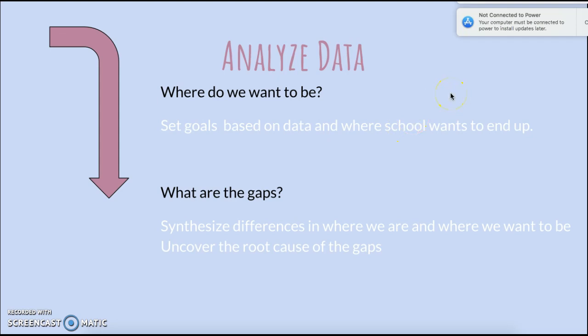Next, we analyze the data. Where do we want to be? So we set goals based on our current data, and then we think about where our school wants to end up. We look at the gaps, we synthesize the differences in where we are now to where we want to be. We uncover the root causes of the gaps.